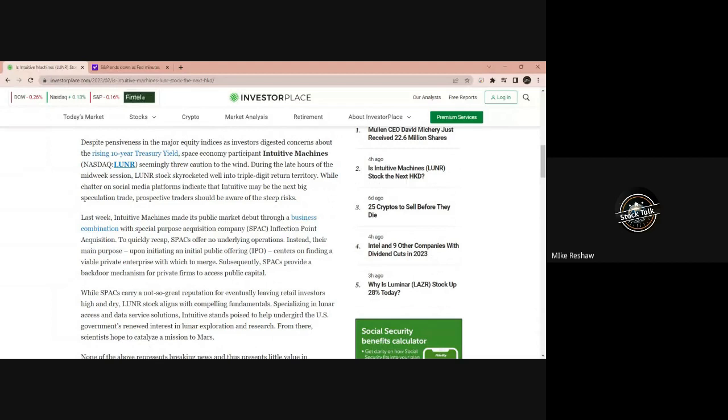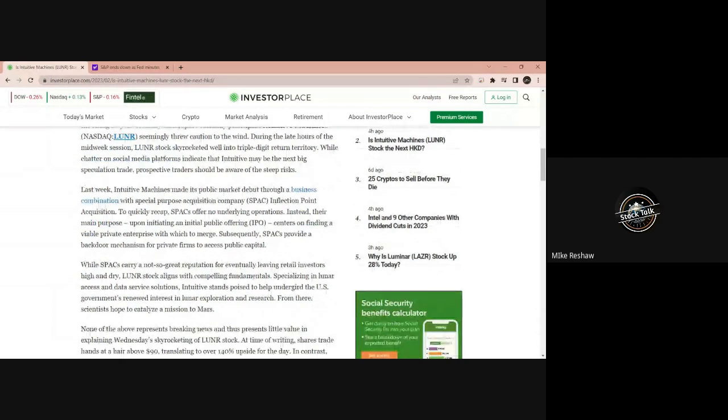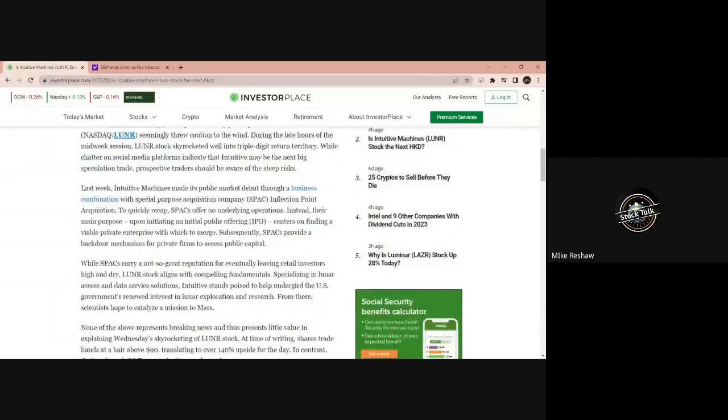While SPACs carry the reputation of eventually leaving retail investors high and dry, LUNR stock aligns with compelling fundamentals, specializing in lunar access and data service solutions. Intuitive stands poised to help undergird the U.S. government's renewed interest in lunar exploration and research. From there, scientists hope to catalyze the mission to Mars.